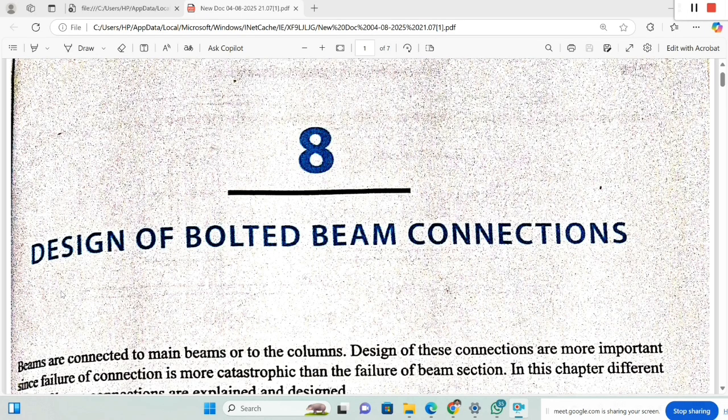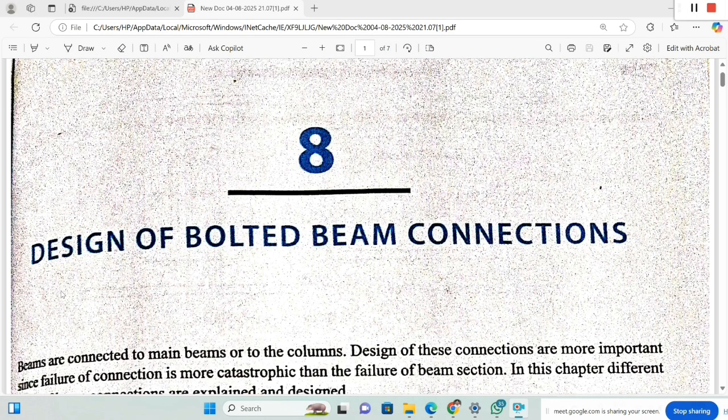While transferring from secondary beams to main beams or primary beams, the secondary beams should be connected to main beams, and again the main beams or primary beams will be connected to columns. So finally the load will be transferred to the columns. You have to make the connections by means of bolted connections, that we will consider today here.